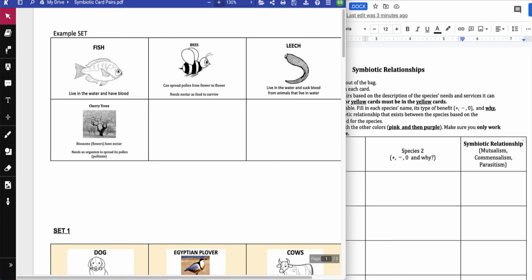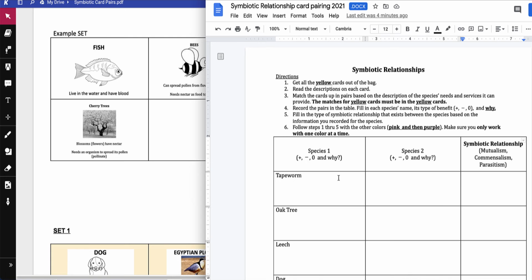So if I'm looking at these and I'm thinking, well, what 2 are going to go together? Well, the fish, it says that lives in the water and they have blood. Well, I know bees don't live in water. Leech, live in water and suck blood from animals that live in water. Okay, maybe. Cherry trees, it blossoms or flowers, they have nectar, and they need an organism to spread its pollen and pollinate. Okay, so if we're looking at that, I know that the fish has to go with the leech.